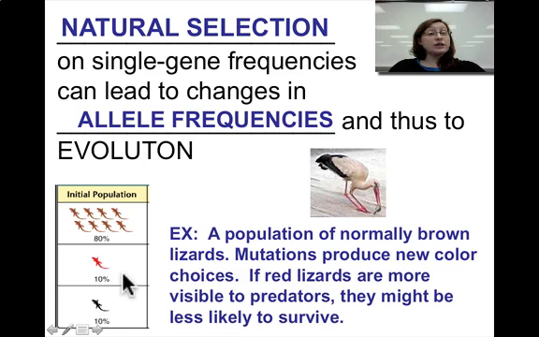Therefore, there are new alleles that are present through mutation, and that has affected the allele frequency. Okay, this is our initial or starting population. We have 80% brown, 10% red, and 10% black. Now let's put them in an environment. Red lizards would stand out in a forest ecosystem, so they have a higher chance of being prey. Therefore, they are less likely to survive and reproduce.